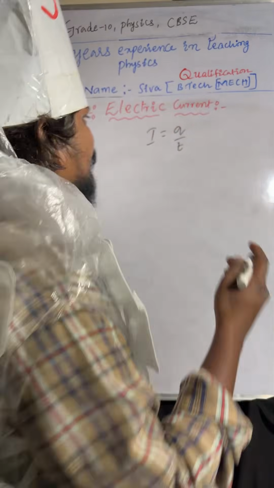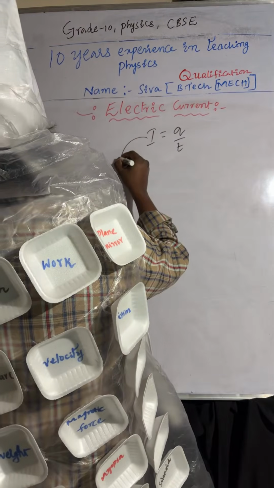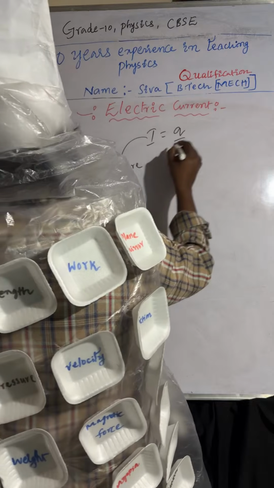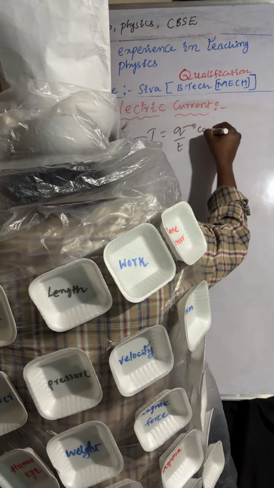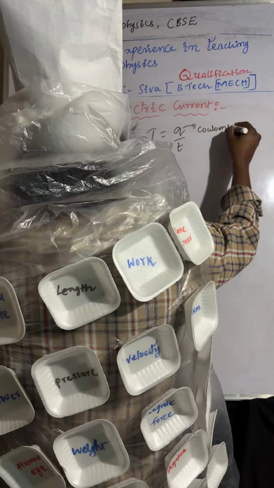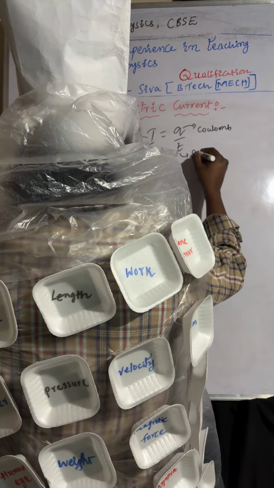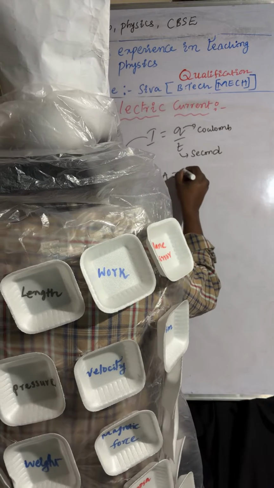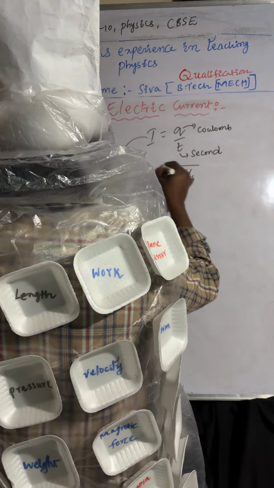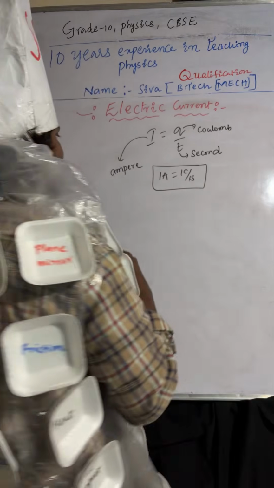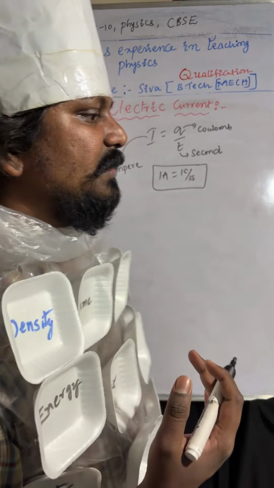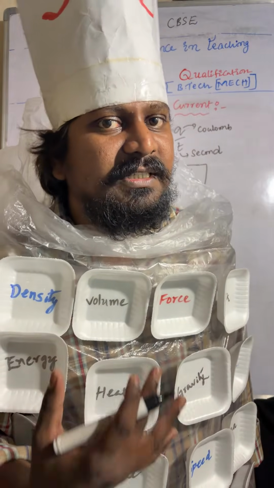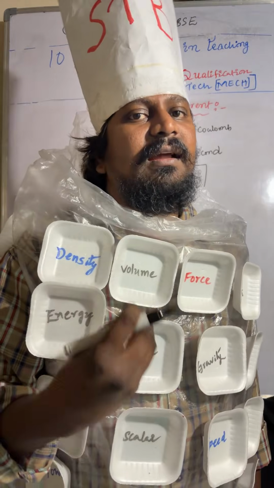The SI unit of electric current is ampere, written in small letters. The SI unit of charge is coulomb, and the SI unit of time is second. 1 ampere is defined as 1 coulomb of charge flowing through a unit cross-section area per second. That is called electric current.